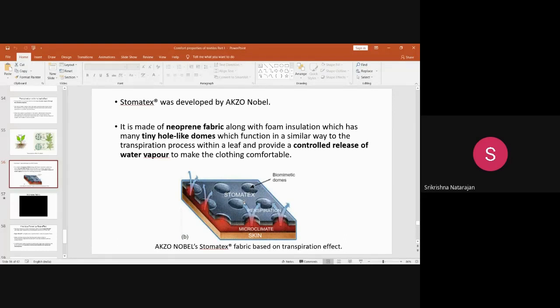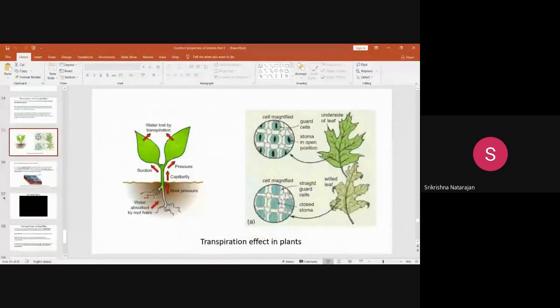So here, this neoprene fabric contains small domes present here. These domes are nothing but small cavities. This cavity is similar to the leaf. In leaves, you can see the guard cells which are present here.